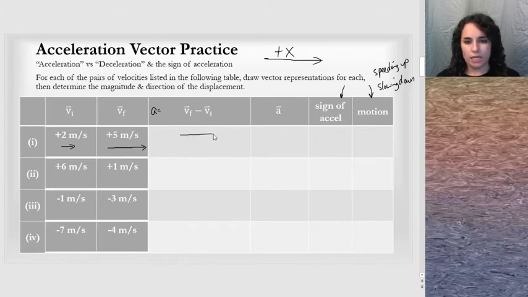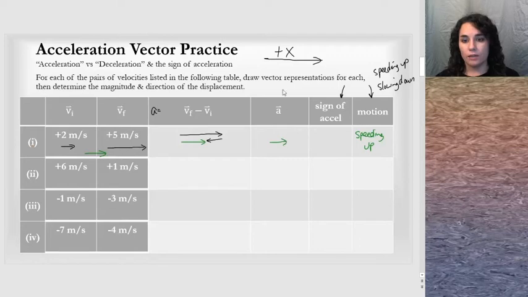The final velocity is plus 5. The initial velocity is plus 2, and I'm subtracting it, so I'm going to draw it in the other direction. So you can see that the change in velocity vector is in the positive direction, which makes sense. I increased speed, so I'm speeding up from 2 to 5. My acceleration points in the same direction as both of the original vectors and the final one.